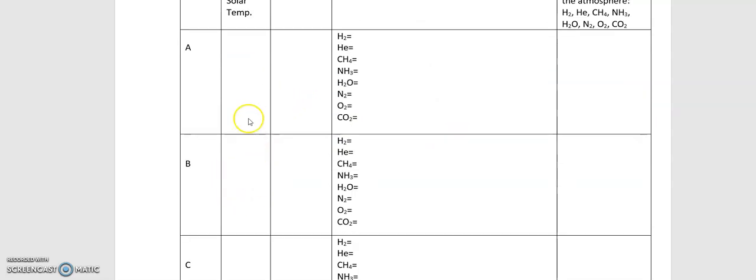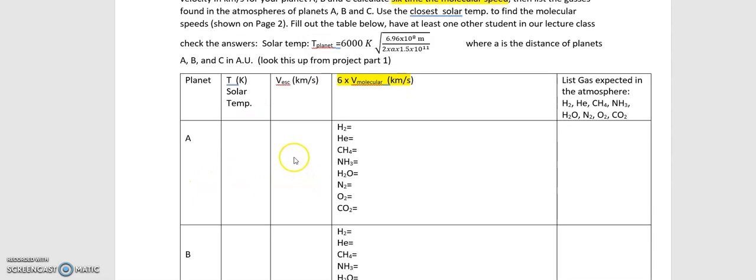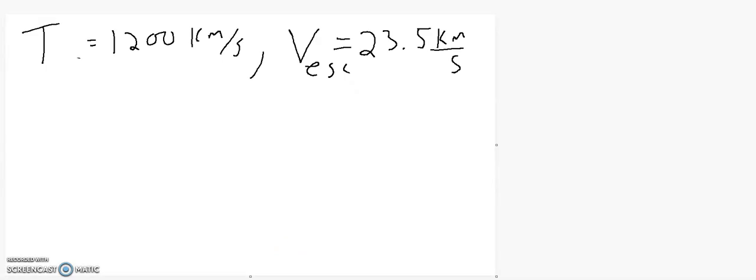That's the solar temperature, right? That's this column. So 1200, because I did planet C. And then for mine, this number right here would be 23.5. Okay, so here, I'll show you that in just a second. See, there it is. There's the 1200. There's the 23.5. So you're going to put that into the Word document.